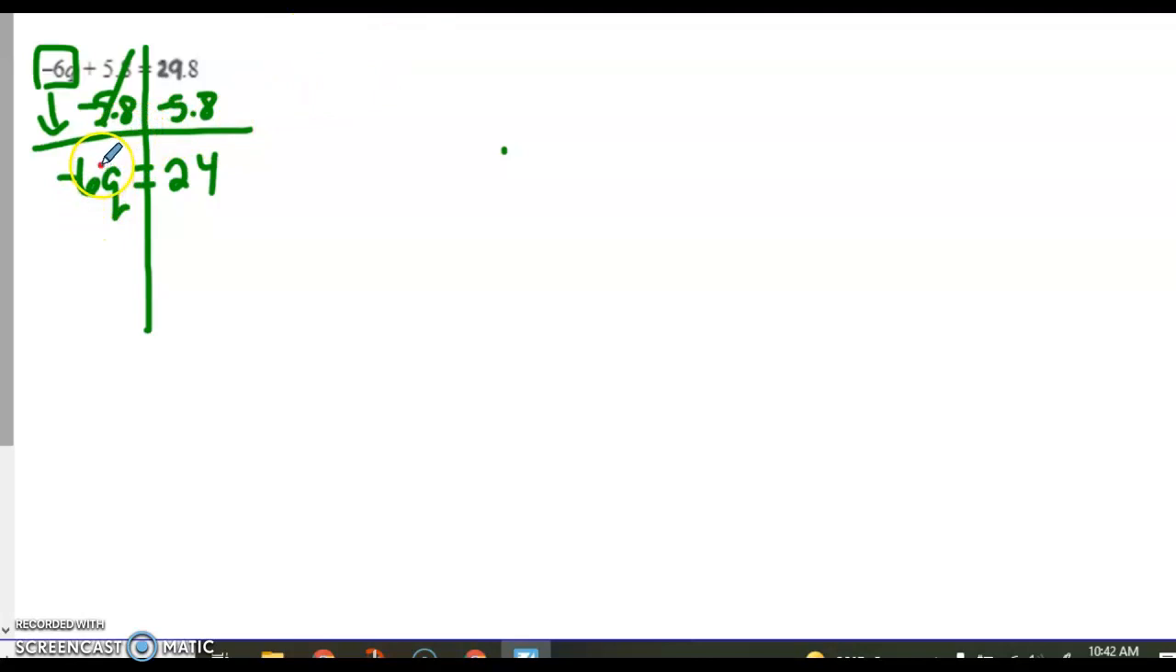Okay, we're still trying to get this letter by itself, and right now we have negative 6 times q. If you ever have a letter and a number smushed together and there's no sign in between them, that always means you're multiplying. So because we're multiplying, the opposite will be to divide. So I'm going to divide each side by negative 6, so that cancels. And then 24 divided by negative 6 is going to leave me with a negative 4.